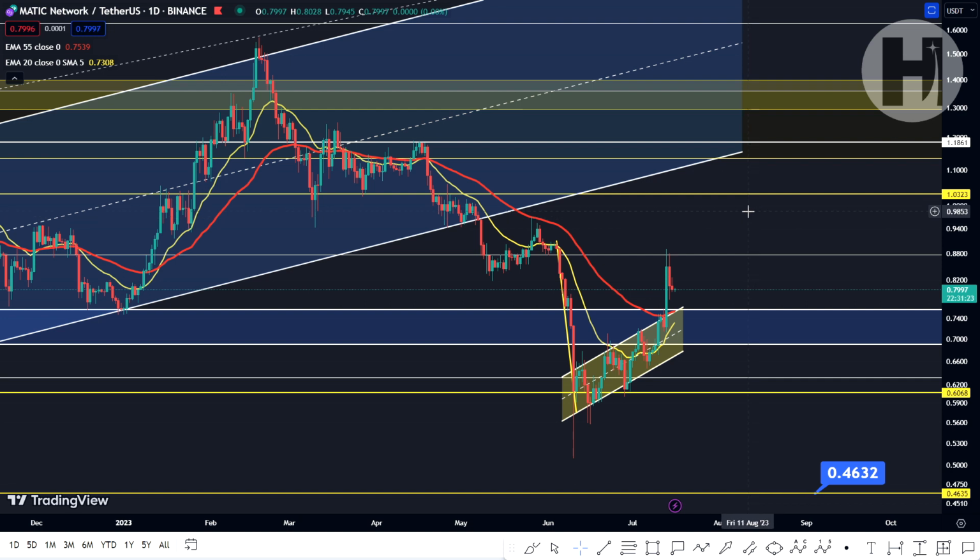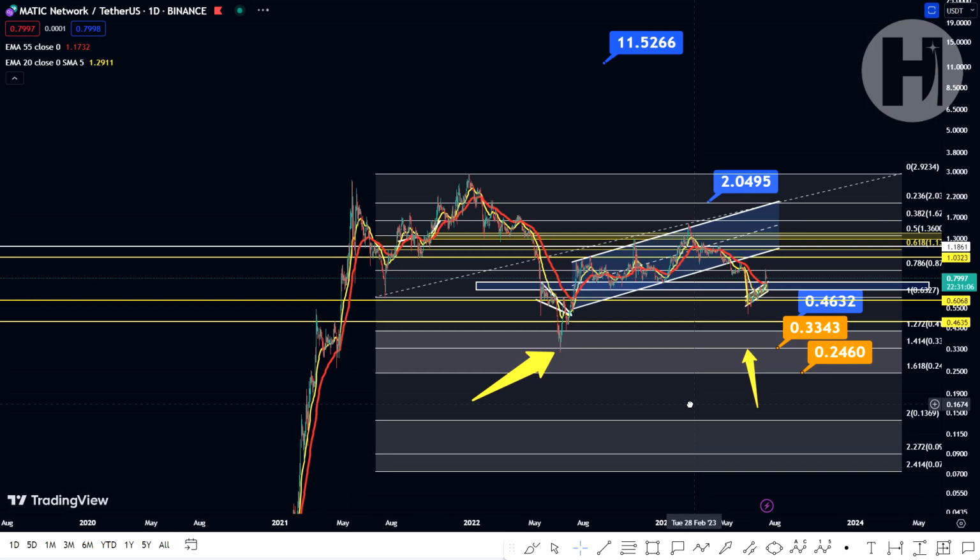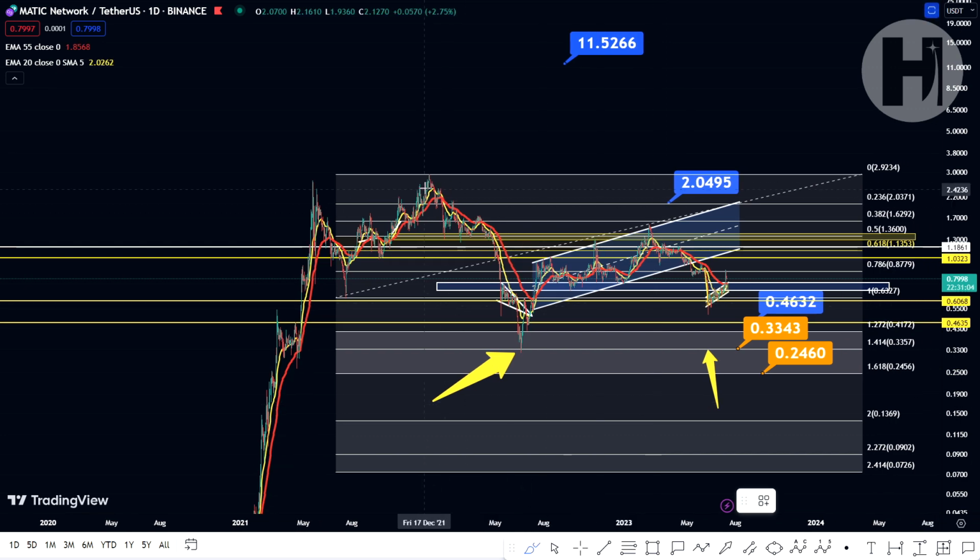Now let's jump straight into the TA. Taking a look at the daily chart, we still have the same Fibonacci retracement set up from the swing high we printed in December 2021 and the swing low we printed in June 2021. We retested the 1.414 extension fib, which was at 33.5 cents.